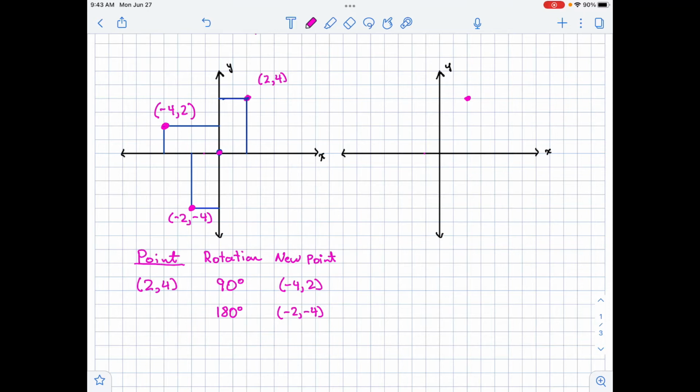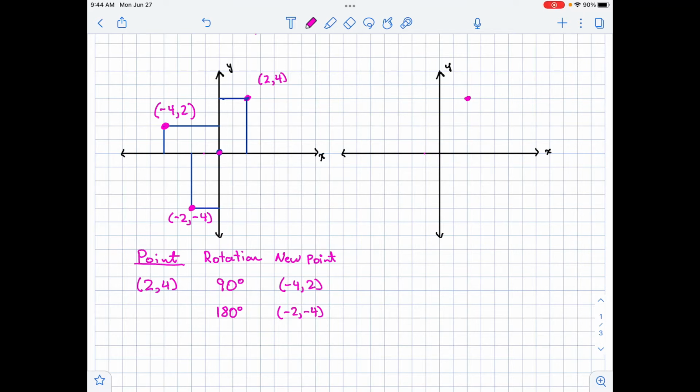So notice what happens on the 180 rotation, and keep in mind always comparing that to the initial point. What's happened to that initial point when we do these rotations? See if you can see a pattern here. Now we rotate it 90 degrees, 180. Now let's go 90 more degrees to 270.